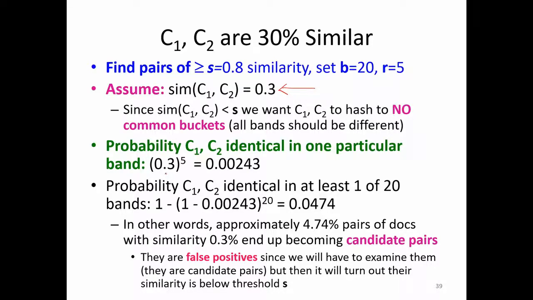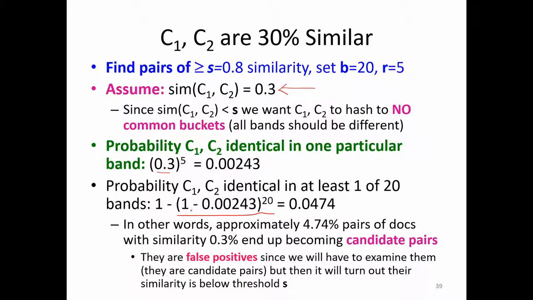Okay, now again, we do the same analysis. What is the chance that they are identical? Now this is 0.3 to the power 5, which is 0.000243. Okay, now what is the probability that they are identical in at least one of the 20 bands? Okay, this is 1 minus this thing to the power 20. This is the probability that they are not identical in any of the 20 bands.